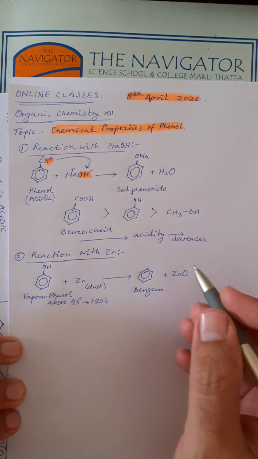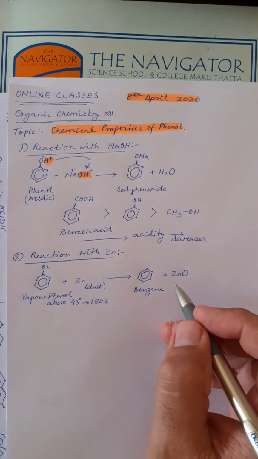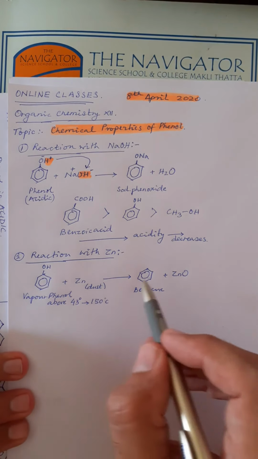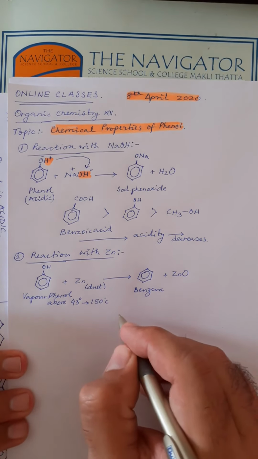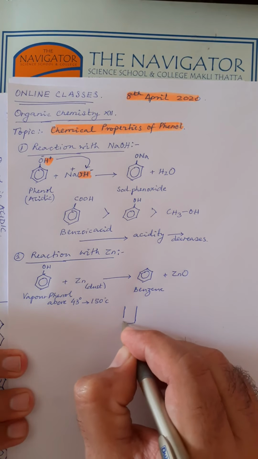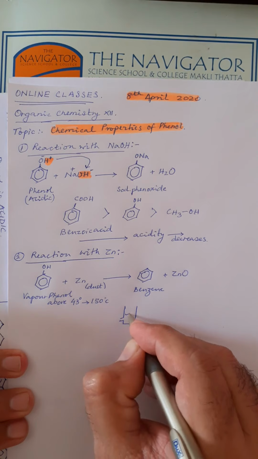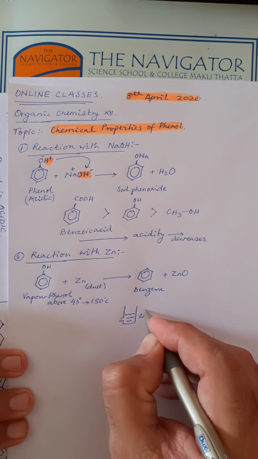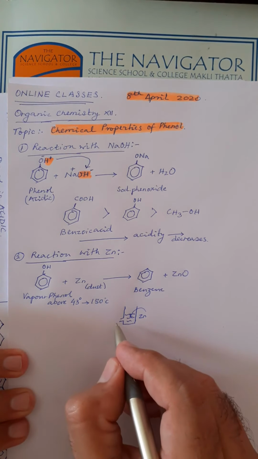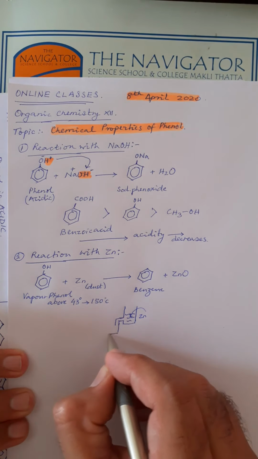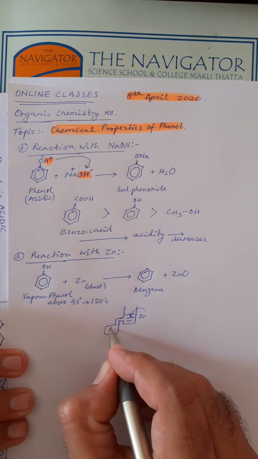So it's a much easier reaction to perform as compared to this. If I have to explain this to you, you can see this is a beaker, and the beaker contains zinc dust. And here we have a sort of connection, and we keep here, let's say, phenol.